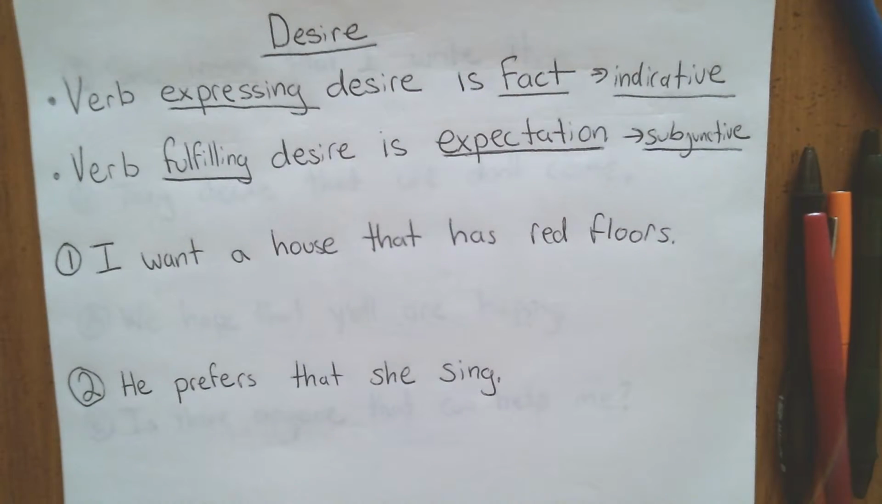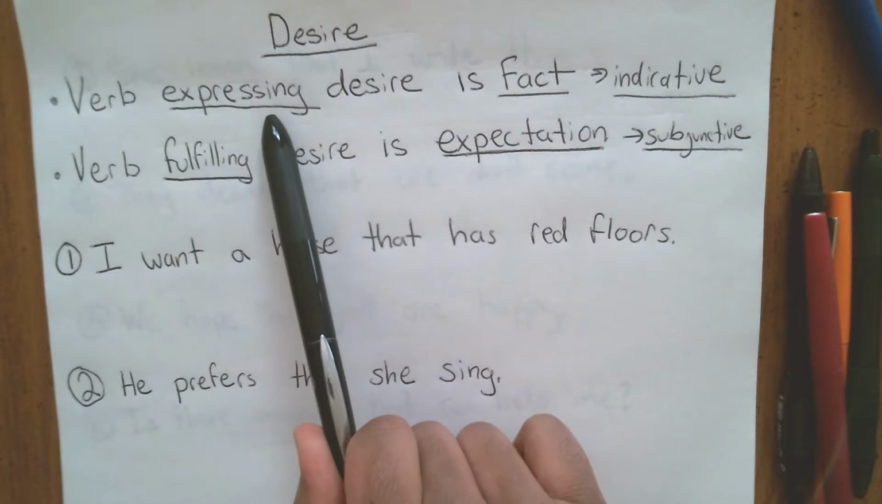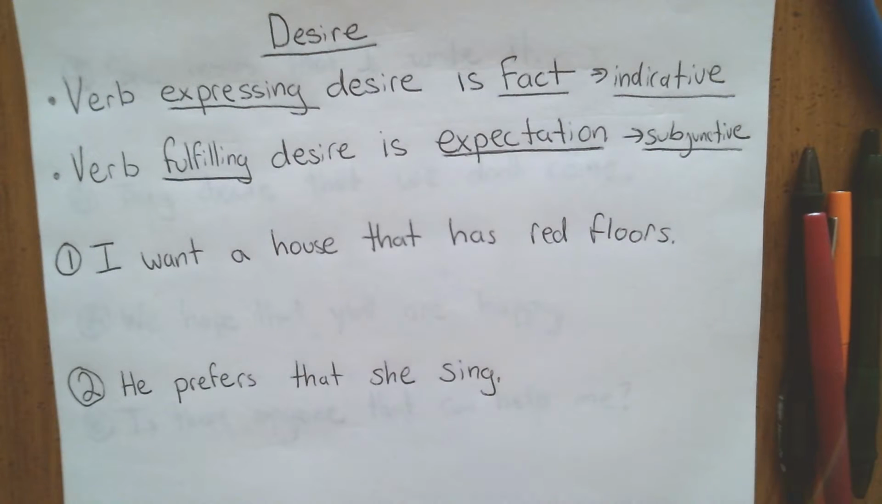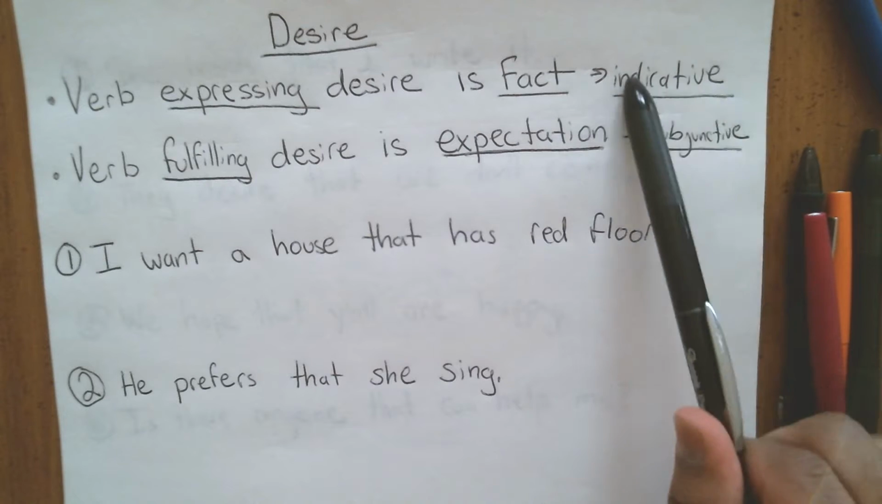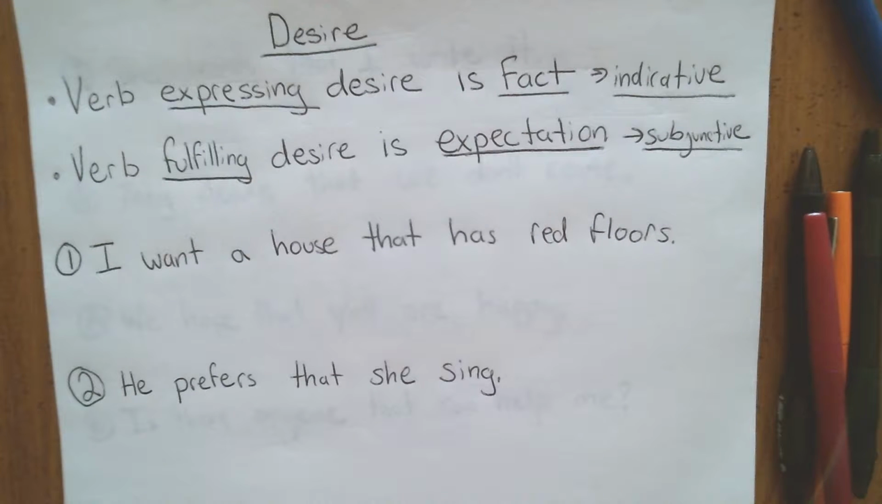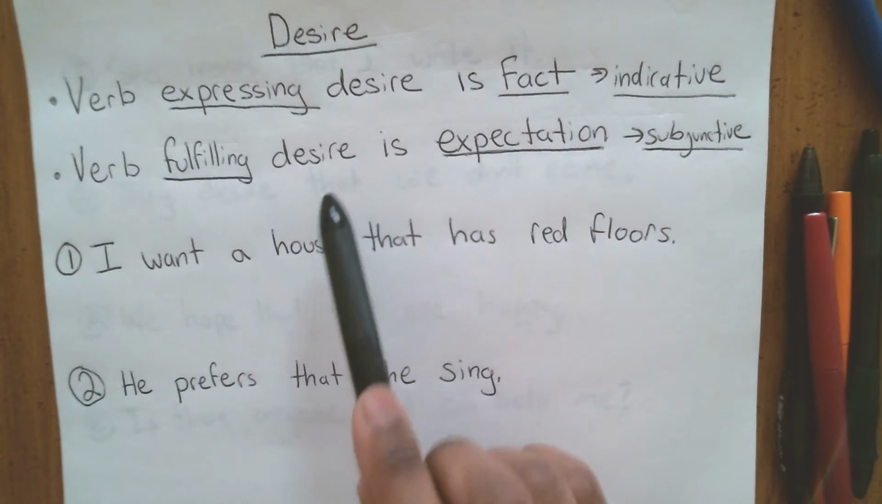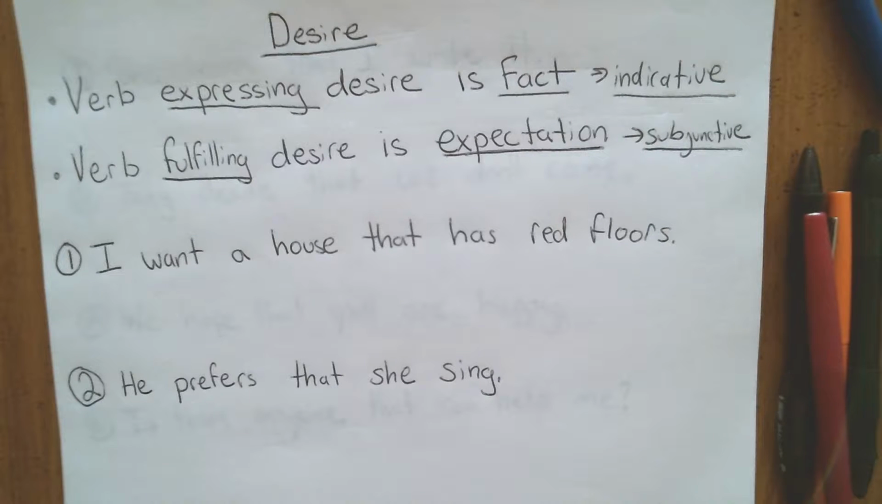In general, in Spanish, the verb expressing the desire is a fact. You really do have that desire. And so for the verb that is expressing the desire, use the indicative, or just the regular old form of the verb tense that you learned in Spanish too. But when you talk about the verb that is fulfilling that desire, that is in the realm of expectation. So for that, you would use the subjunctive.